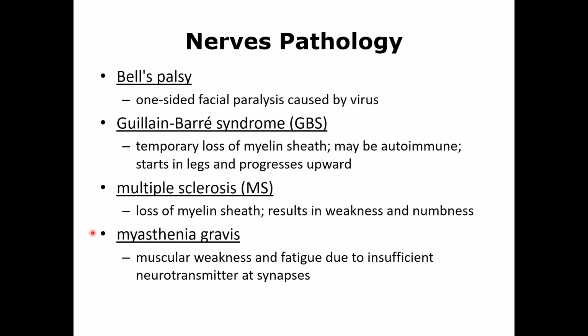Myasthenia gravis is also an autoimmune condition, and here the antibodies attack the receptors in the membrane of the skeletal muscles, so the neurotransmitters do not have much effect on the receptors of the muscle. That's why the muscles cannot be activated and they are weak.